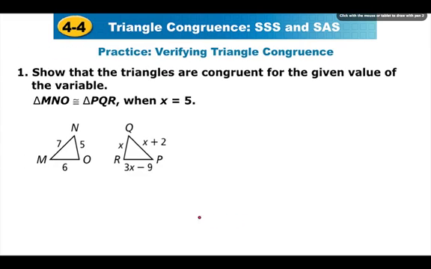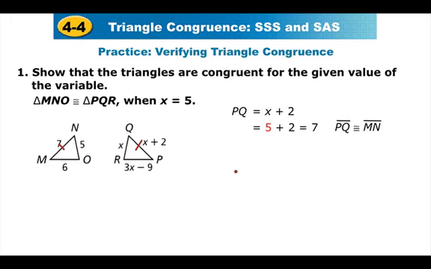It says show that the triangles are congruent for the given value of the variable. We want to show that these two triangles that you see here are congruent, and this is the x value. So first we plug in the x value into PQ. Once I do that, I get PQ is equal to 7. So PQ is 7, and the other side that is also 7 is MN. Since these two sides are equal, they must be congruent by definition of congruence.